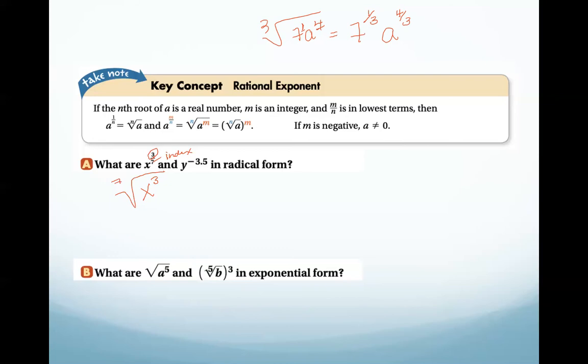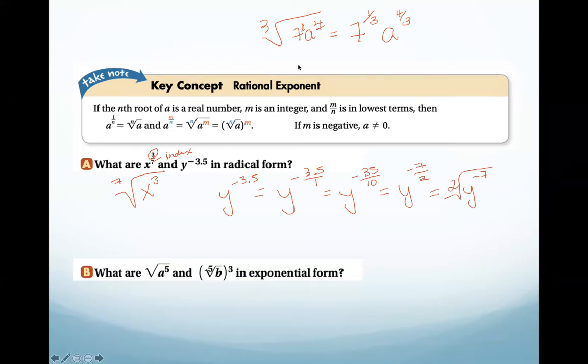Well, that's not a fraction, but we can turn it into a fraction. So y to the negative 3.5 is the same as y to the negative 3.5 over 1, or y to the negative 35 over 10. Let's go ahead and simplify that. You might have recognized 3.5 as half of 7. You can convert it directly into negative 7 halves. Okay, so if I write this in exponent form, I would write this as y to the negative 7 under the radical with an index of 2.